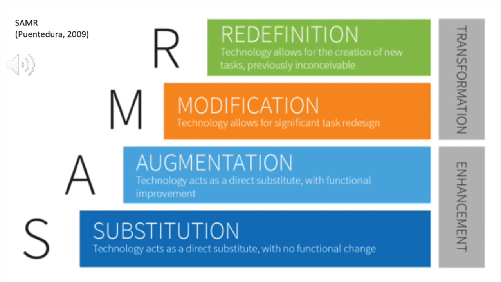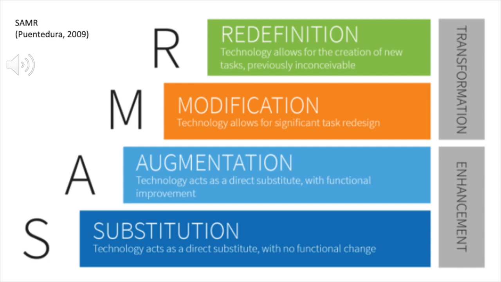The SAMR model consists of 4 steps: substitution, augmentation, modification, and redefinition. The substitution and augmentation levels are considered enhancement steps, while modification and redefinition are termed transformation steps. Substitution. At this stage, technology is directly substituted for a more traditional one. It is a simple, bare bones, direct replacement.